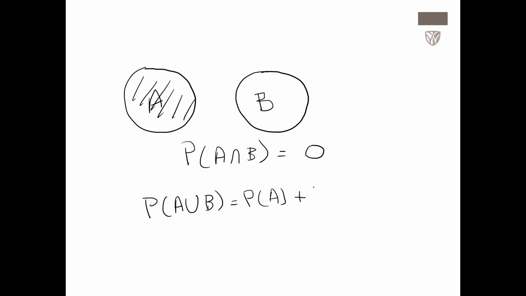plus the probability of B, and we're good to go because we don't have that overlap. So we have two different versions of the law of addition. One when we have events that are not mutually exclusive, and we can simplify that rule whenever we know that we do have mutually exclusive events.